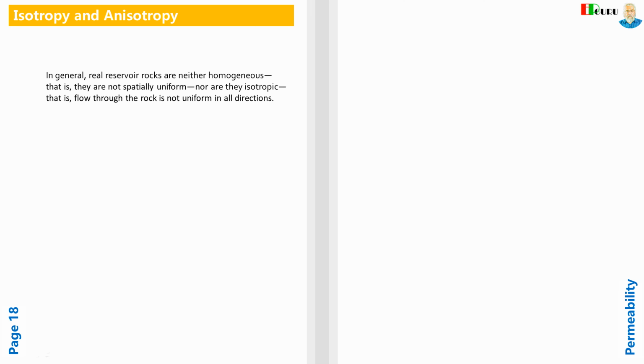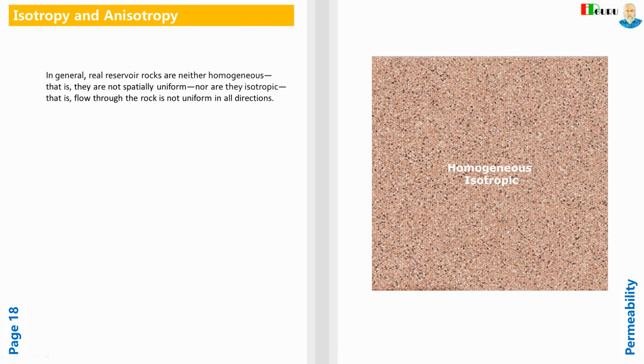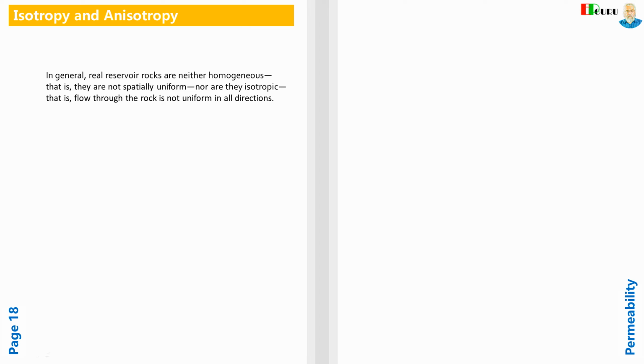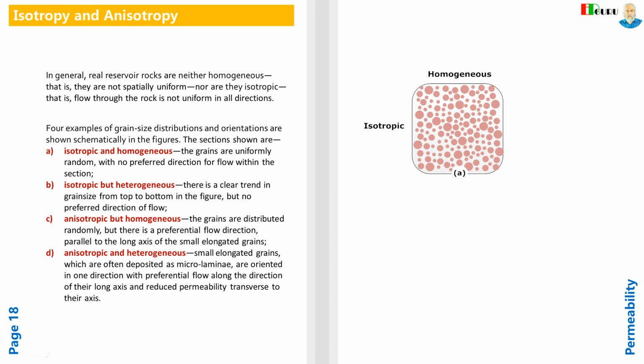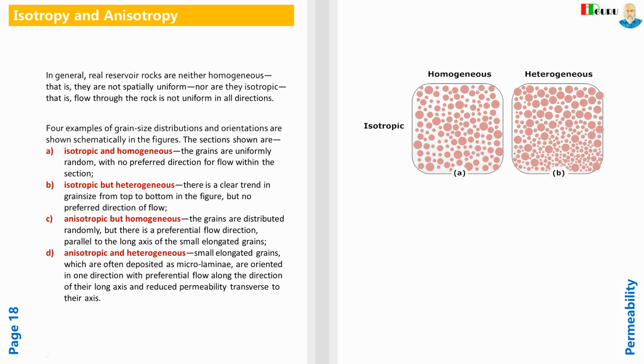In general, real reservoir rocks are neither homogeneous, that is, they are not spatially uniform, nor are they isotropic, that is, flow through the rock is not uniform in all directions. 4 examples of grain size distributions and orientations are shown schematically in the figures. The sections shown are isotropic and homogeneous. The grains are uniformly random, with no preferred direction for flow within the section. Isotropic but heterogeneous: there is a clear trend in grain size from top to bottom in the figure, but no preferred direction of flow.